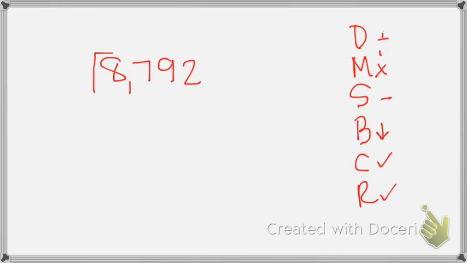8,792 divided by 7. We're going to follow the same steps, the number is just larger. So we start out, 8 is larger than 7, so we can divide into the thousands place one time. There's divide. Now I multiply.